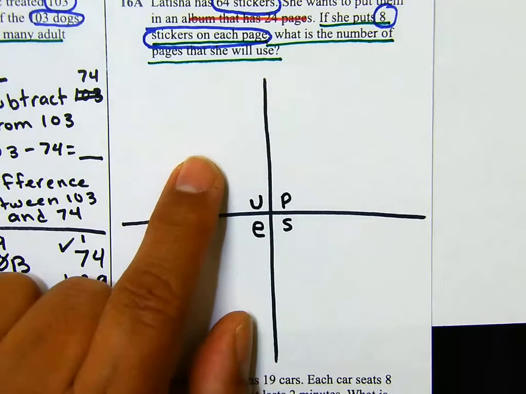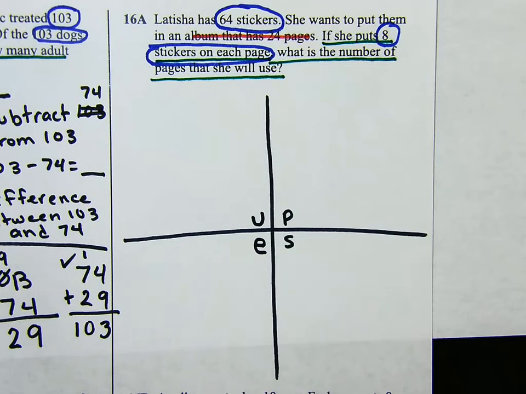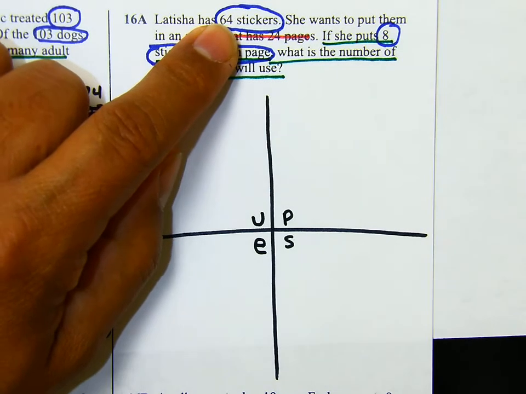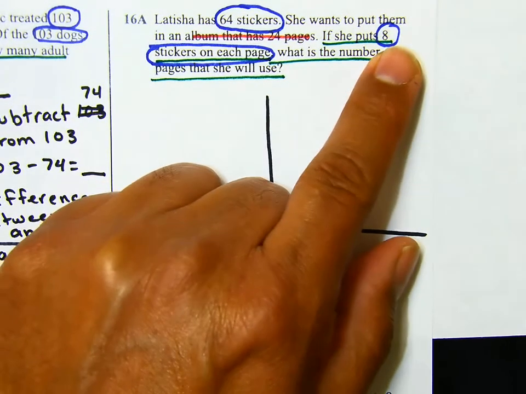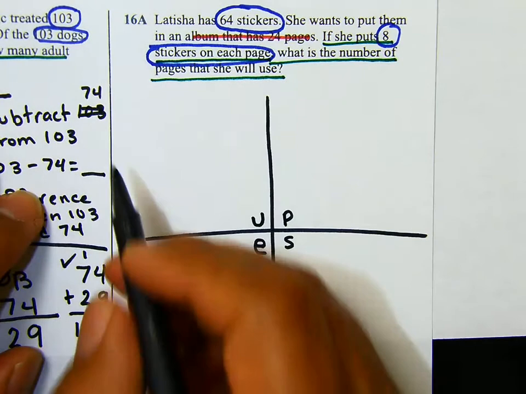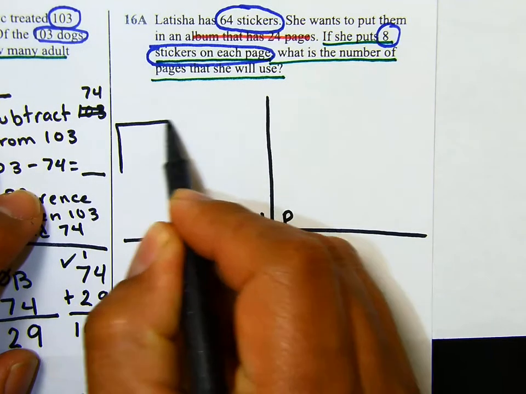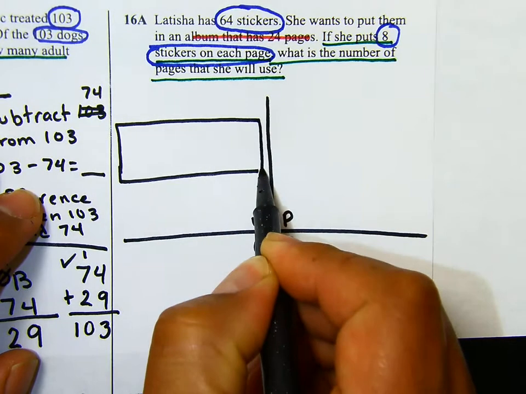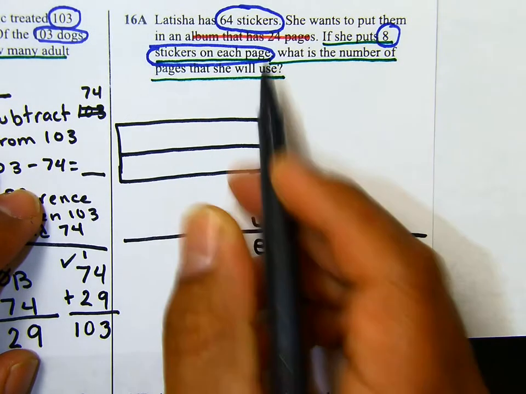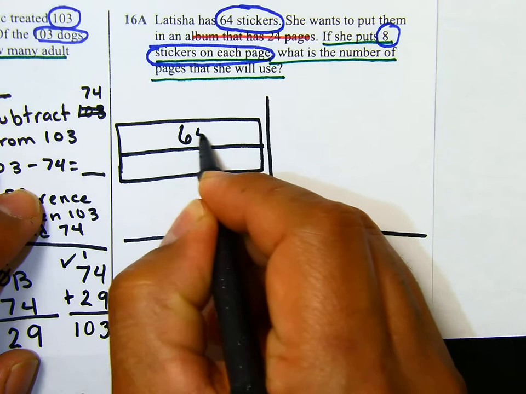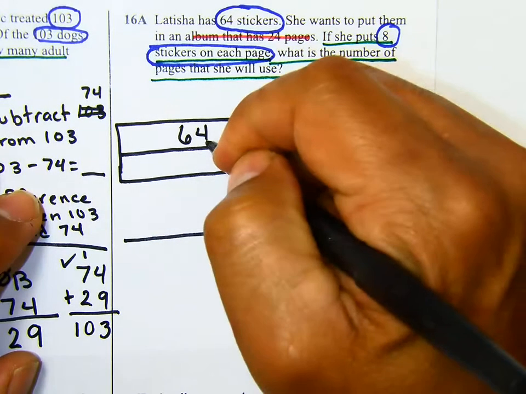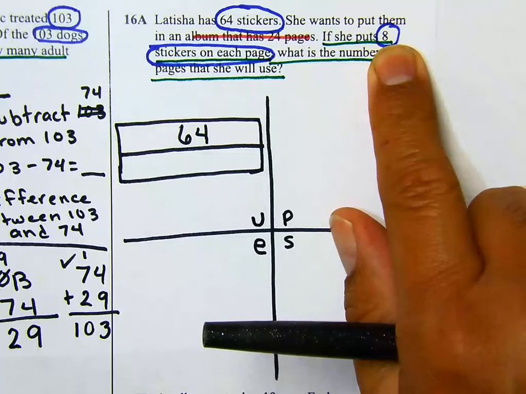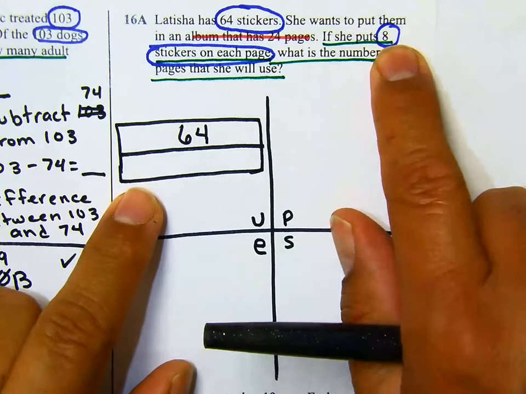So on the understand part, I'm going to create my strip diagram and show that I'm going to divide 64 into 8 equal groups. So my strip diagram is going to be on my understand part. So I know my total. The total is 64. And I'm going to break it up into groups of 8 to get the number of pages I need. So I need 8 parts down here.